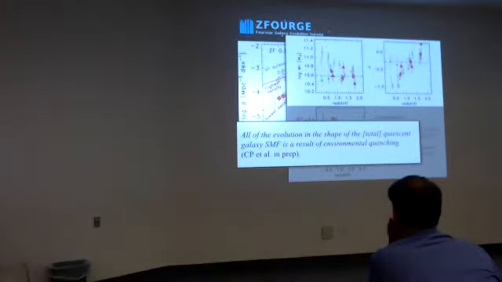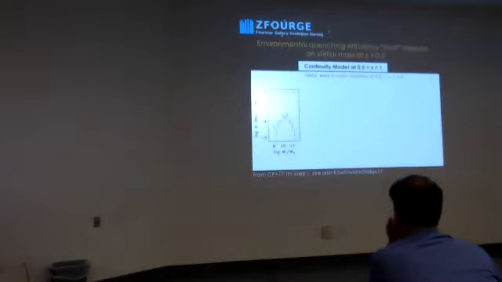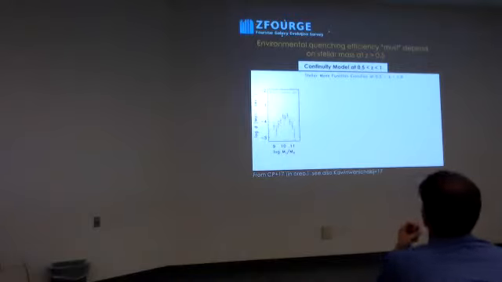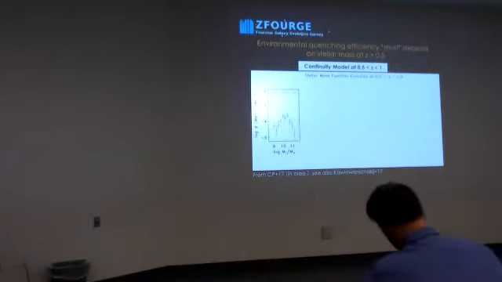That's all it says here. All the evolution of the shape of the total quiescent galaxy stellar mass function is a result of environmental quenching. Okay, so what do we think this means? What it implies would be telling a very different story if the environmental quenching was constant with stellar mass.